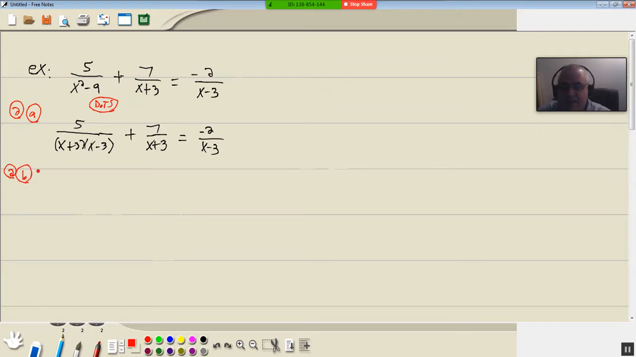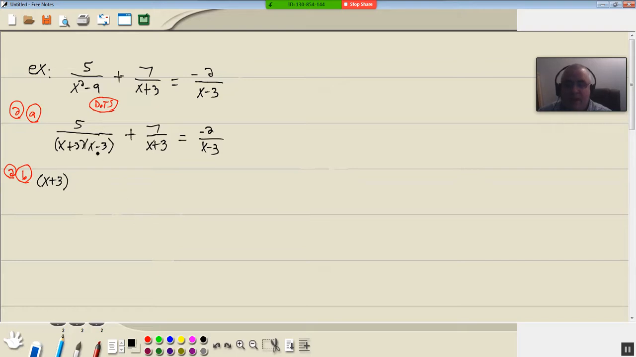Now our second substep says to figure out the LCM of all your denominators. So I start with the x plus 3. I'm looking for the greatest number of x plus 3's in a single denominator. There's one here, none here. So the greatest number of x plus 3's in a single denominator is 1.